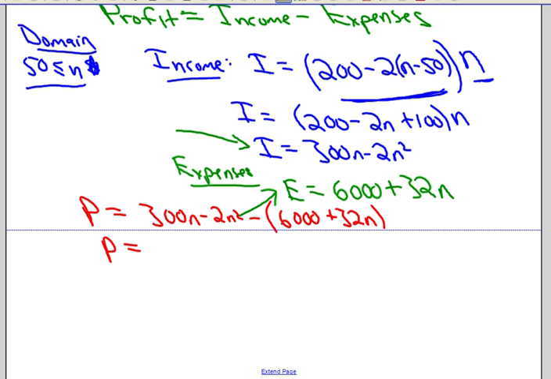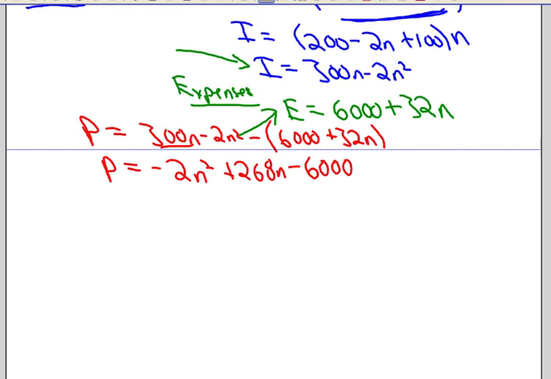My profit is going to be negative 2n squared. I have a 300n, but I'm taking off a 32n, so it looks like a plus 268n minus 6,000. And again, our domain is n greater than or equal to 50. Okay, let's find the max on this. How do you find the max or min? We'll take the derivative.